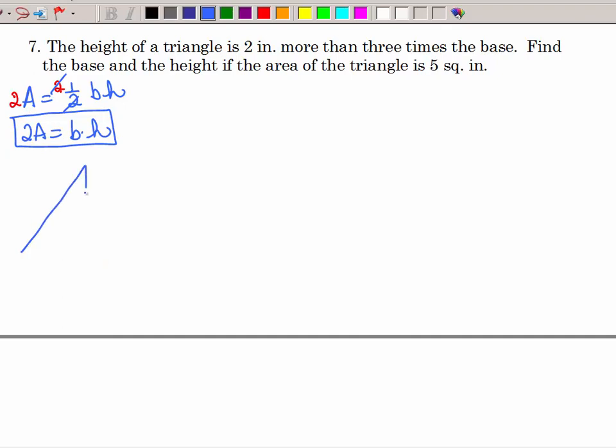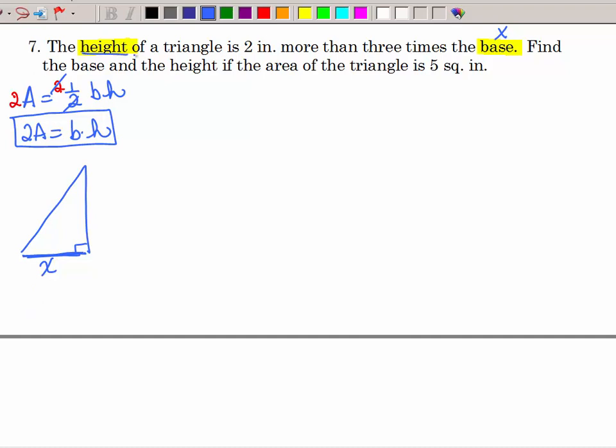Now I'm going to draw a picture of my triangle. It's not necessarily a right triangle, but I know this bottom part's going to be my base and the top part's going to be my height. So let's go back and read it. It says the height of a triangle is 2 inches more than 3 times the base. So since base was mentioned last, that's going to be x.